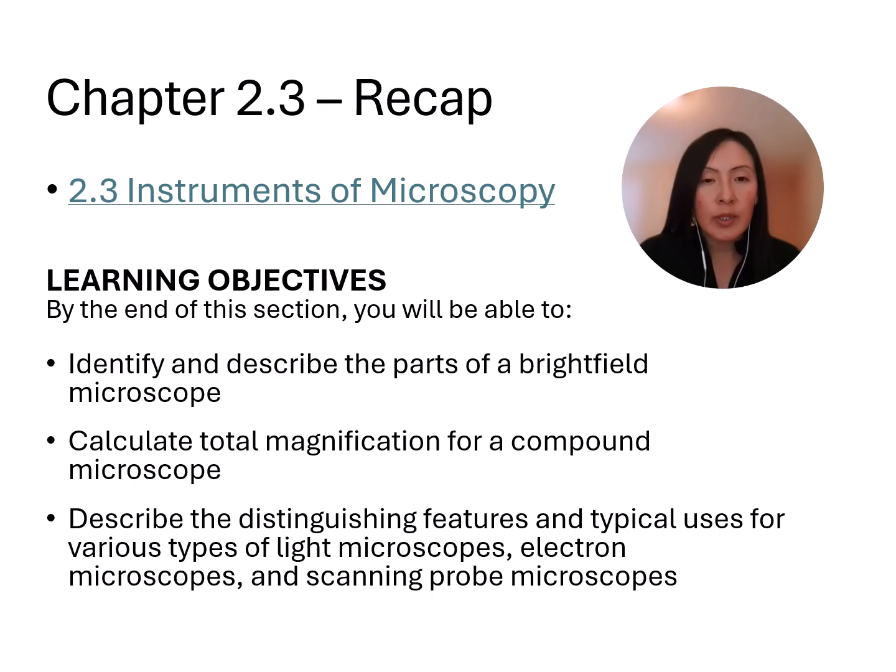For the second one, calculate total magnification. For a compound microscope, in our lab we have two lenses. We have that ocular lens, so we take that magnification multiplied by the objective lens magnification, and when you multiply those two, you get your total mag, right? So if you have a 10 times ocular lens and a 40 times objective lens, then you get 400 times total mag.